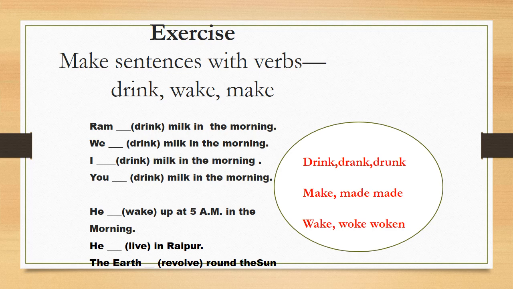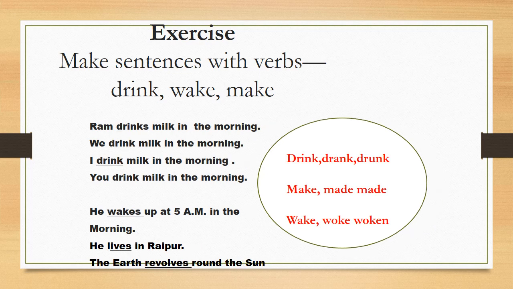Then see, we drink. Again you will write drink, and are you going to use s? No, your subject is plural, so you are not going to use s. Similarly with I and you, you are not going to use s. Similarly, now just go down. He wake up at 5 a.m. in the morning. See, he wake. Naturally after writing he wake, you see your subject is singular, so you put s. Okay, so these are going to be your answers.